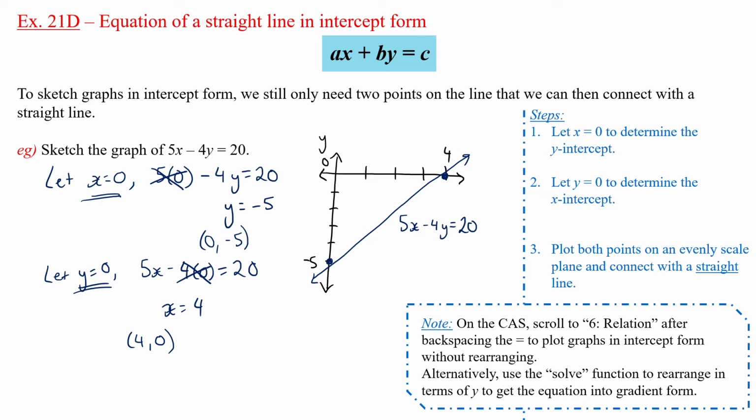If your CAS has not been updated and is not able to do that, you can use the solve function. This time I will let you use your scratchpad to rearrange the equation in terms of y. What you would be typing in this particular example, and I'll write it in green on the screen, is solve 5x take 4y equals 20, comma, y. Then whatever it spits out, copy and paste into your graph screen. So that will also work if you don't have the relation option coming up.